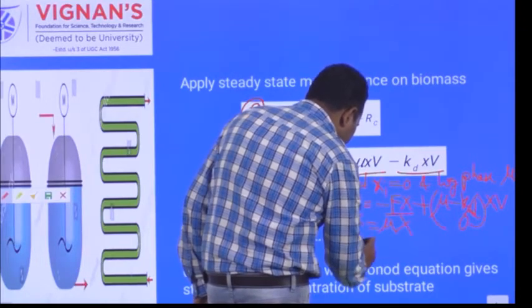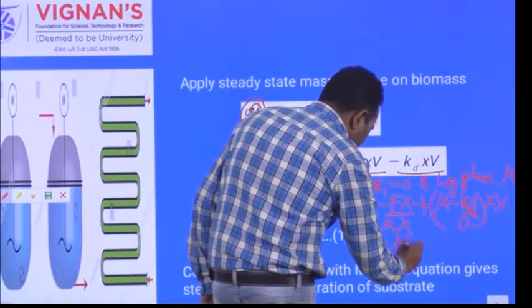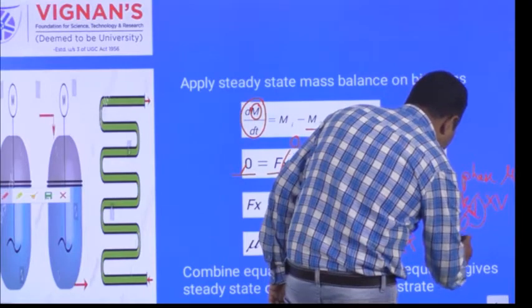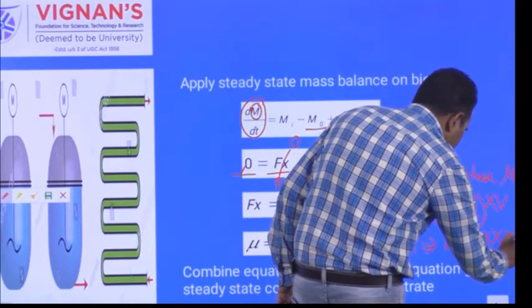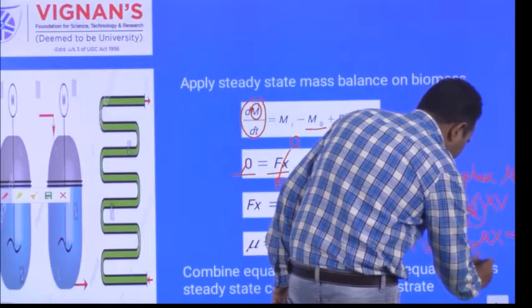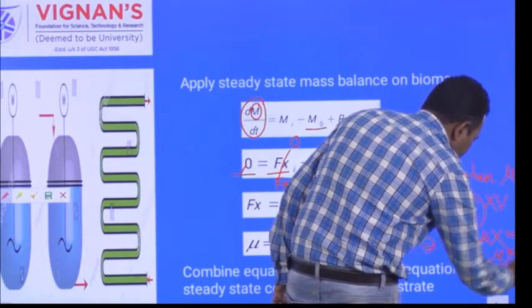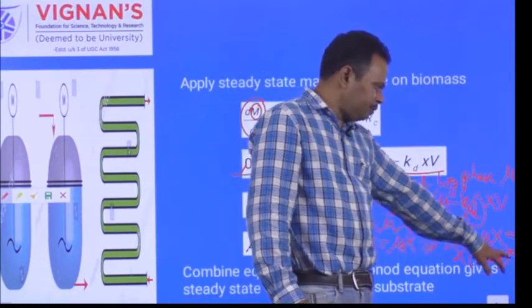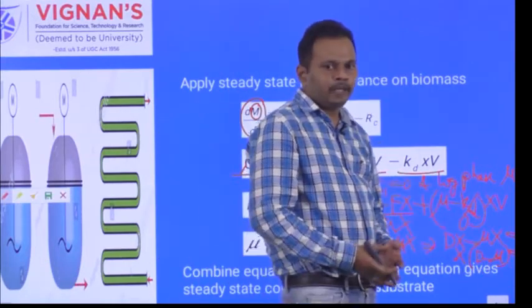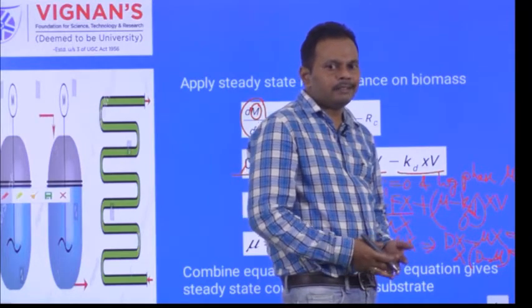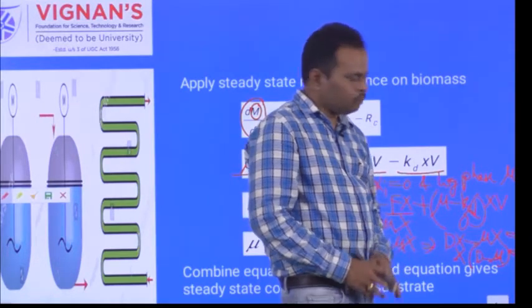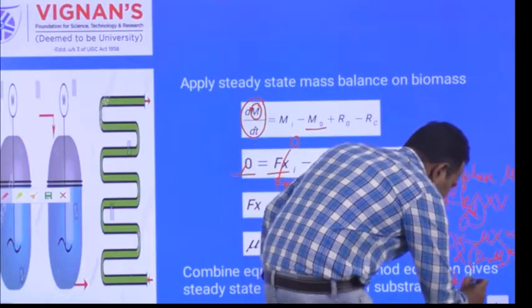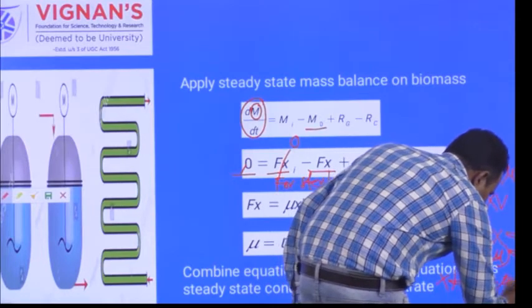From this, F by v is nothing but D. Dx is equal to mu x. From this, take the mu x to the left hand side. Dx minus mu x is equal to 0. From this, take x common. This becomes x times D minus mu is equal to 0. So to make this 0, either x should be 0 or D minus mu should be 0. But x should not be 0. Why? Because x is the steady state value, the steady state cell concentration. That should not be 0. So x should not be 0, and we make D minus mu equal to 0.